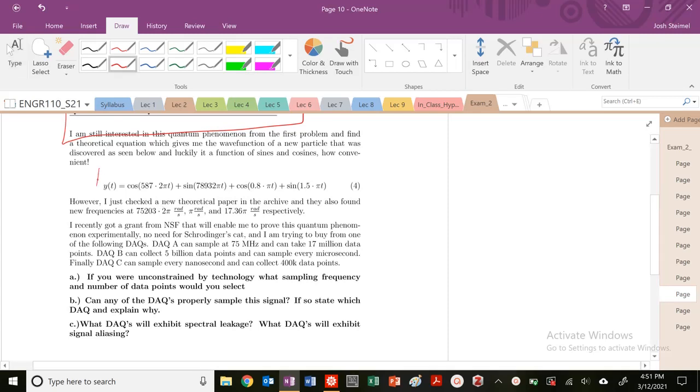So I have this equation, and there's some frequencies in this equation. I also checked a new theoretical paper, and they found additional frequencies that they reported. So I'm still trying to, again, measure these different frequencies. So let's list out these frequencies that we're working with.